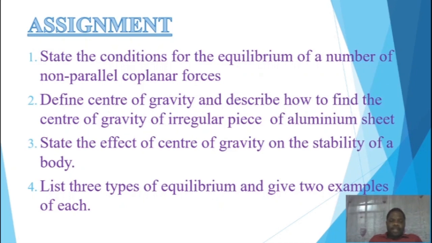Okay, your assignment. Number 1, state the condition for the equilibrium of a number of non-parallel coplanar forces. Number 2, define center of gravity and describe how to find the center of gravity of an irregular piece of aluminum sheet. Number 3, state the effect of center of gravity on the stability of a body. Number 4, list 3 types of equilibrium and give 2 examples of each.